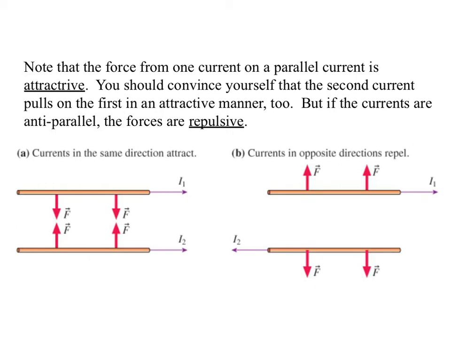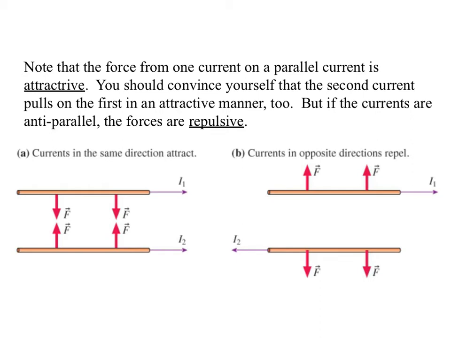All right. If the currents were anti-parallel, the forces would have been repulsive, and you should be able to convince yourself of that as well. So we have here that currents that are in the same direction attract, and currents that are in opposite directions repel. Be careful, because we're going to use the idea in electromagnetism that opposites attract and like things repel, but for currents it's the reverse of that.